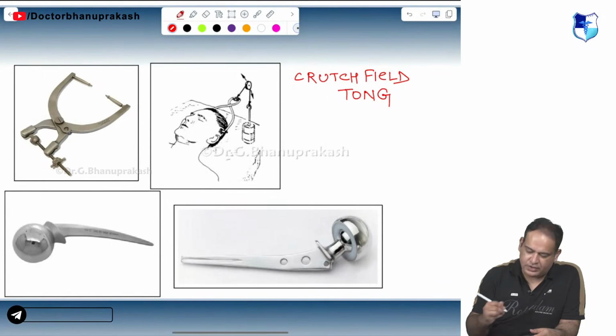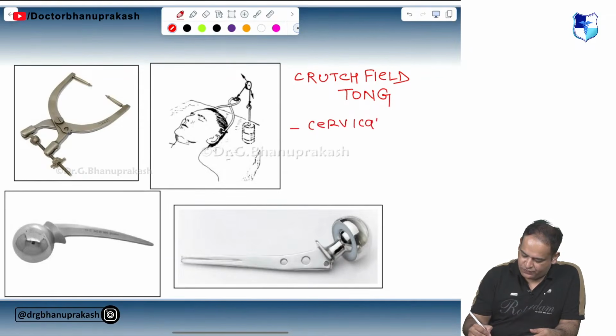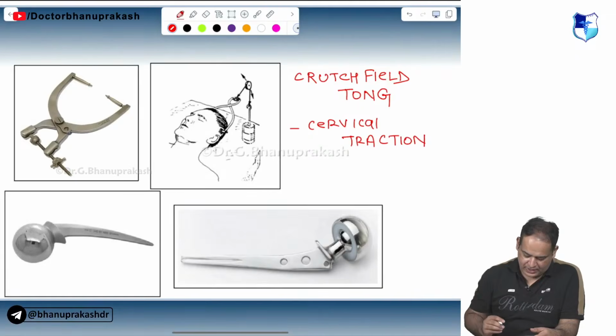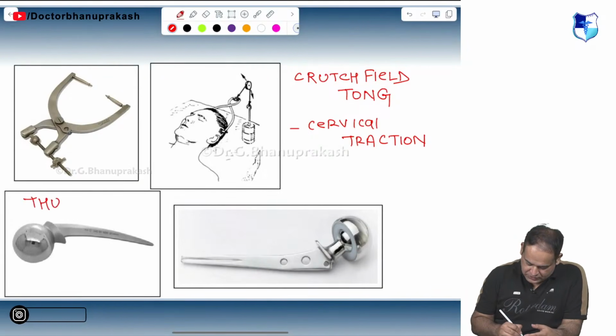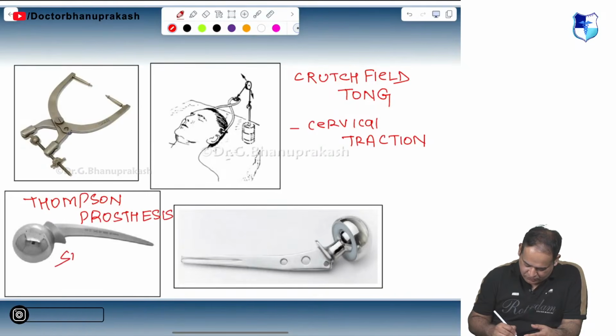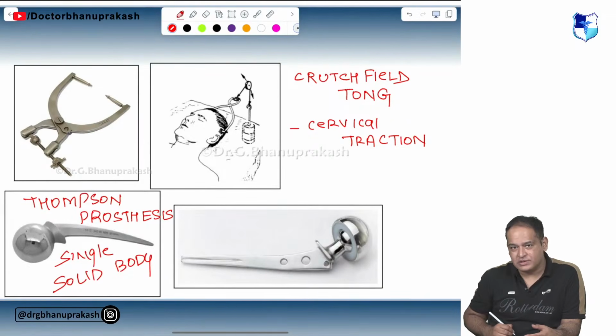Now here, what is this? Crutchfield tongue. Now Crutchfield tongue, it is used for cervical traction. All these images are important. Now this is a Thompson prosthesis. What you see here, there is a single solid body and no holes.